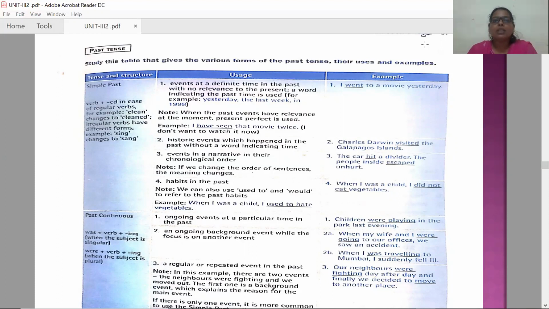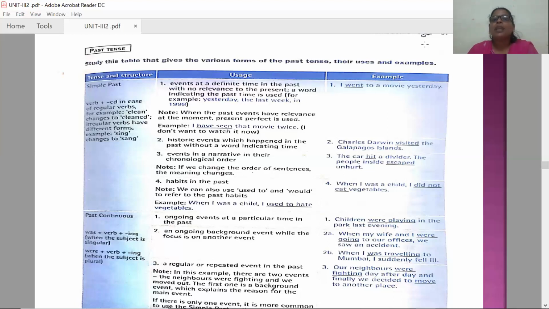Events at a definite time in the past with no relevance to the present. A word indicating the past time is used, for example, yesterday, last week, in 1998. So, simply completed events. But you have to be very careful when you identify past tense as well as past perfect. Simple past tense means the action just completed, and there will not be any effect in the present. Whereas in past perfect, the action is completed and the effect will be in the present. So it is called past perfect.